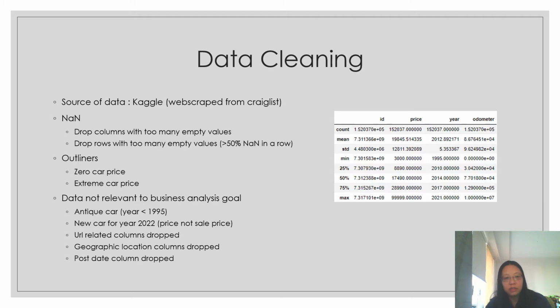Also columns about the URLs, like the image URL, geographical location, and the dates the advertisement is posted, will be dropped. After cleaning, you can see the distribution of car price has a mean of $20,000, minimum $3,000 as outliers were removed, maximum $100,000 as outliers were removed.